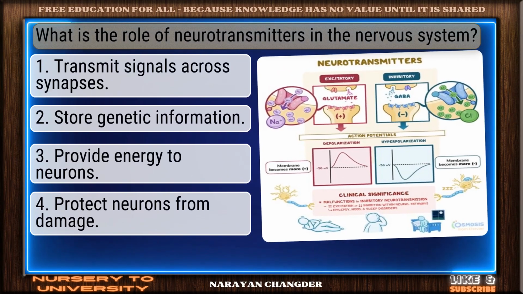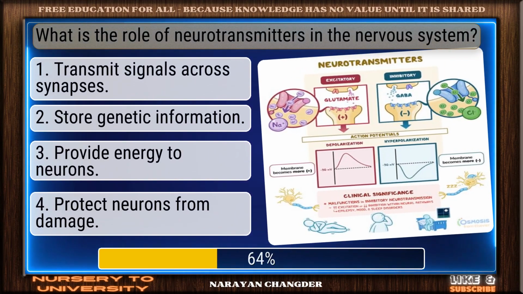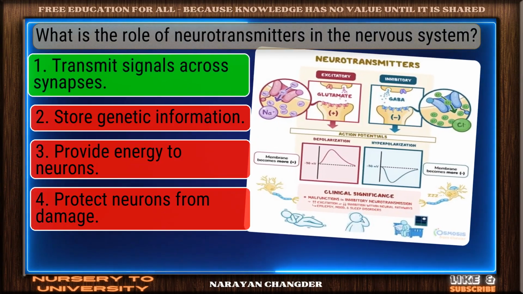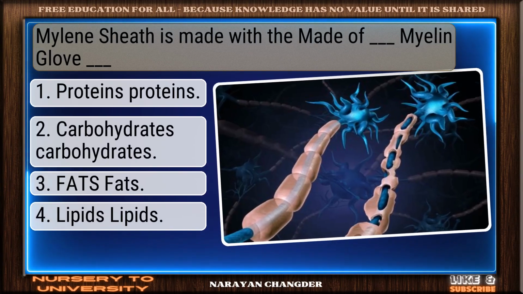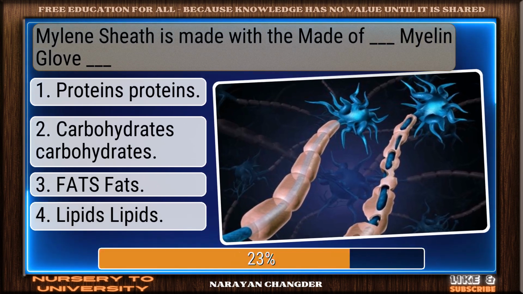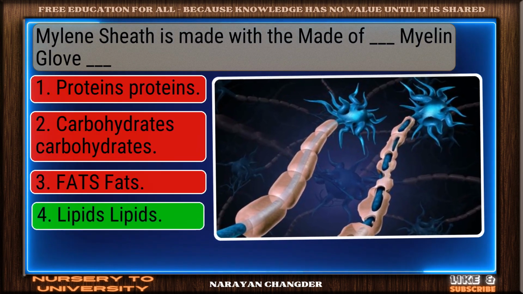What is the role of neurotransmitters in the nervous system? Valid point. Transmit signals across synapses is true. Myelin sheath is made of a dash. Bravo. Lipids is the answer.